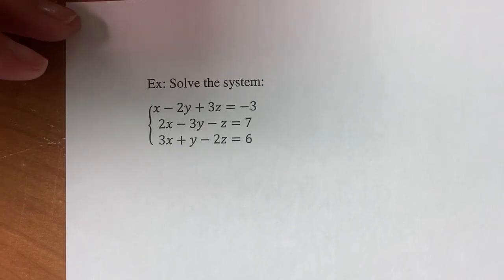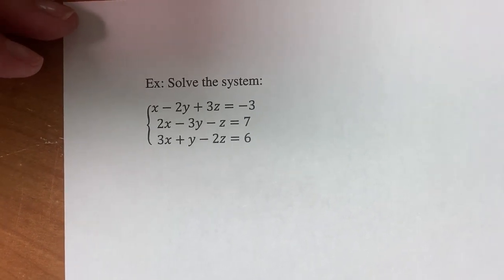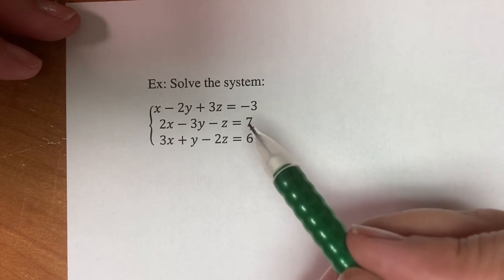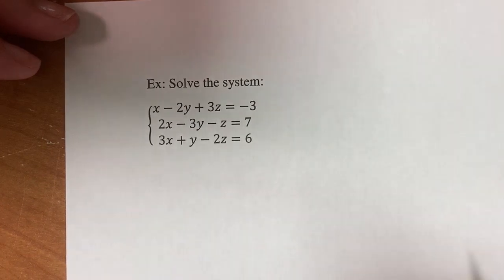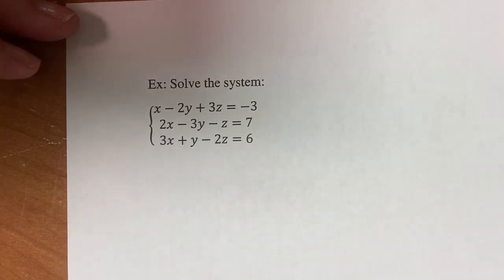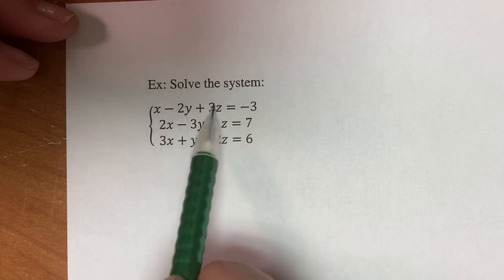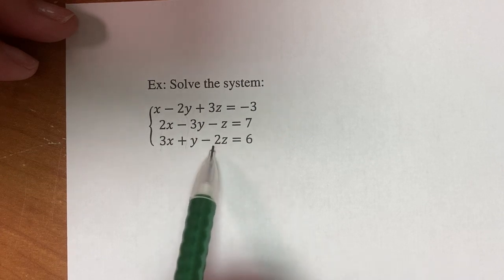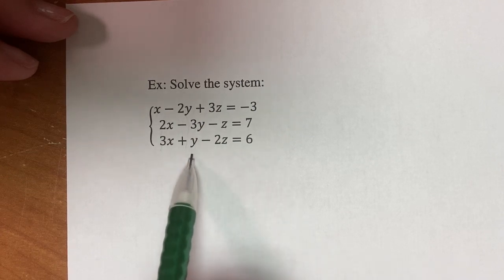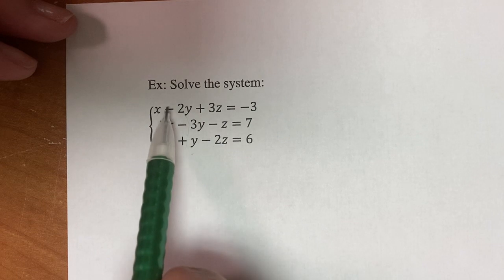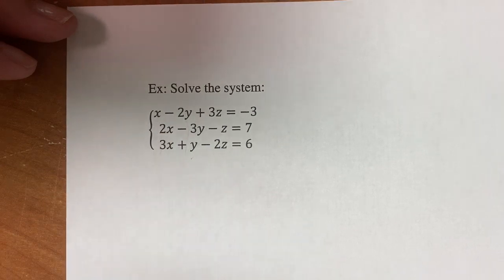All right, let's do this one. So again, you want to eliminate the same variable twice. As I look down my coefficients for my x's, my y's, and my z's, it doesn't look like there's any one that's any easier than the other ones. So it's kind of up to you. I think I'm going to go with the x's, and I'm going to eliminate the x's.